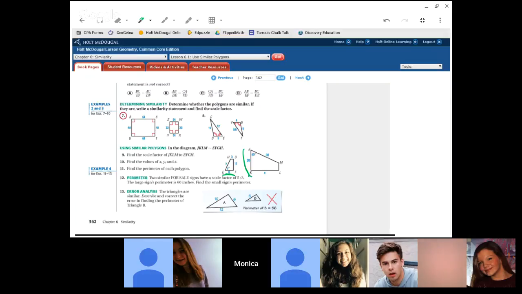So you could make a scale factor. It wants JKLM to EFGH. So you're going to put JKLM first, or the measurement from that figure first. So it'd be 20/8, and then reduce that. And that would be your scale factor. And then you'll use that scale factor to solve for the other sides by setting up a proportion. Does that make sense?